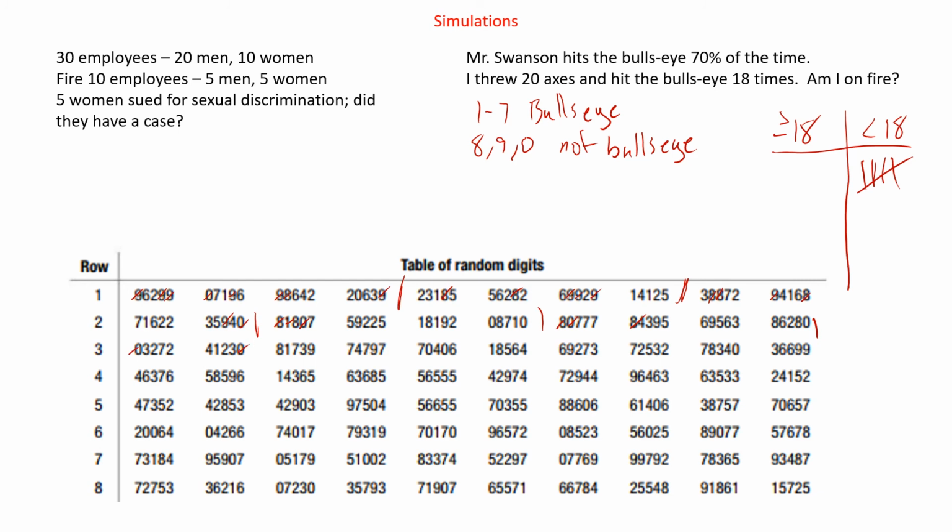So it's 2, 2, oh, nope. I got less than 18 again. Oh, got less than 18 again. 8, 9, 9, less than 18 again. So that one went to here. 2, 6, there's 1, 2. Hey, I hit 18 bullseyes, so I got one. It took me to the 9th trial, but I did it.